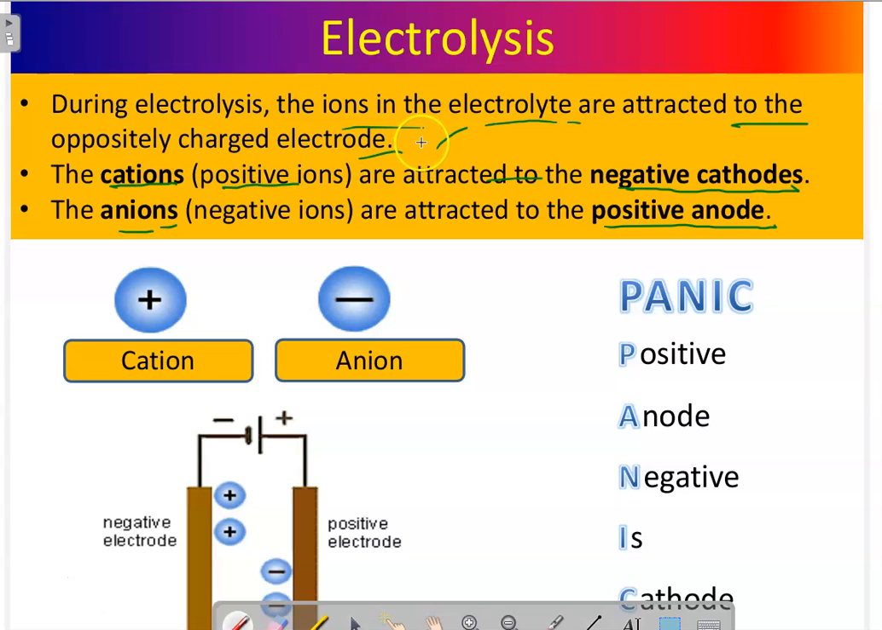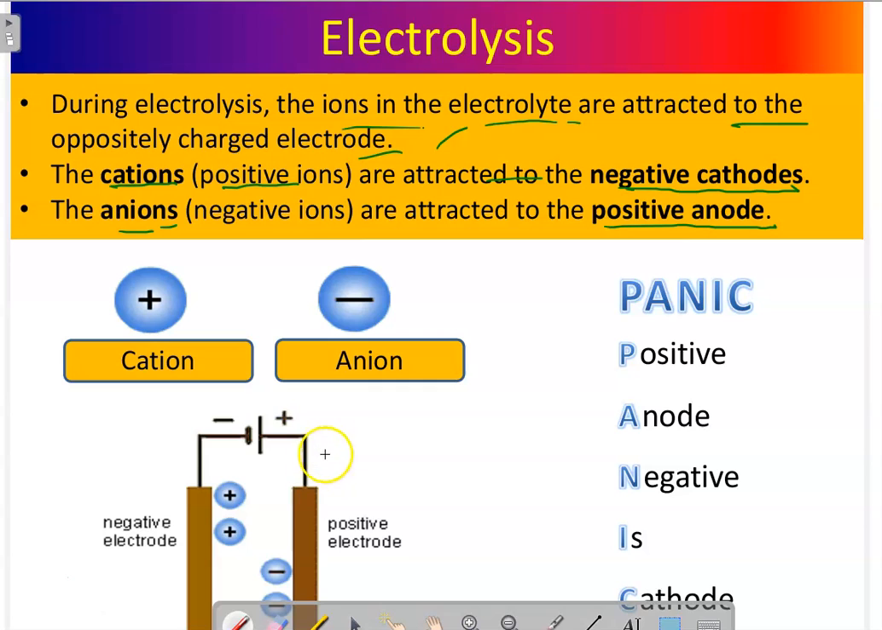Positive ion will be attracted to the negative electrode. Negative ion will be attracted to the positive electrode. Now in this case, the positive ion, which is cation, will then go to what? The negative electrode, cathode, and the negative ion, which is anion, will be attracted to what? The positive electrode, which is anode.